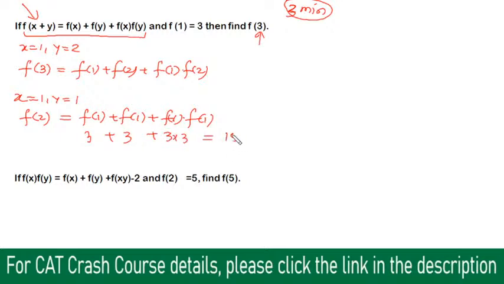Okay, which comes out to be how much? I think 15. So f of 2 is 15. Now we can put the value of f of 1 and f of 2 respectively in this equation to get the corresponding value of f of 3. Okay, so this became very easy, a completely mechanical question.